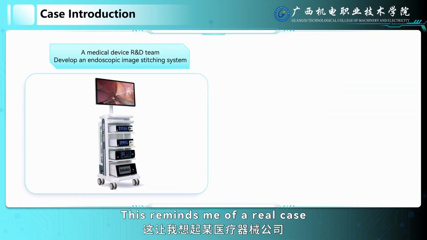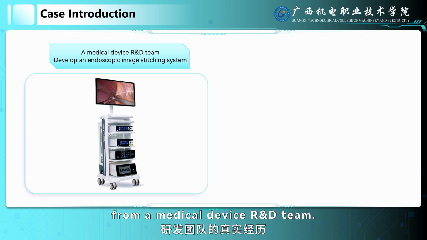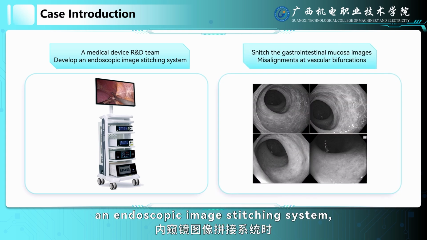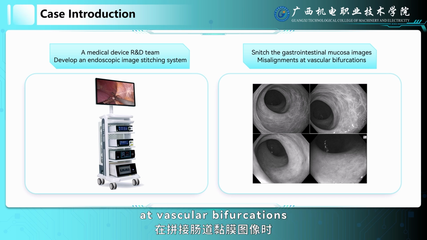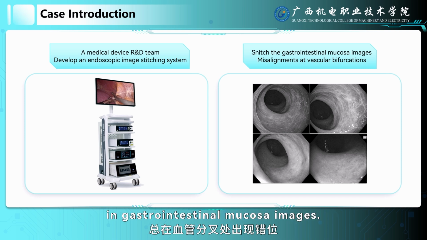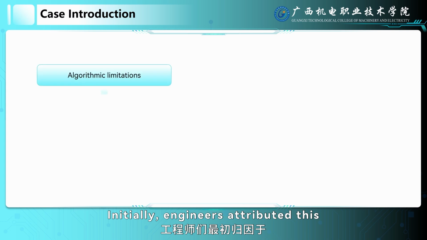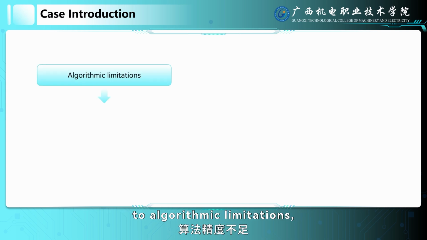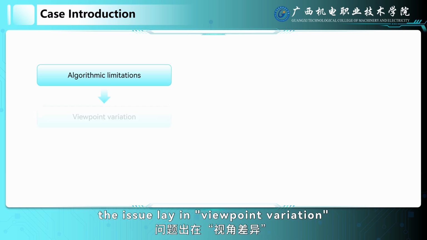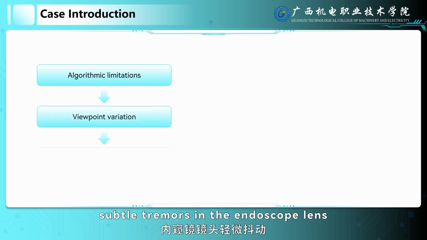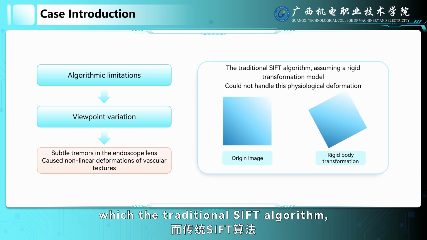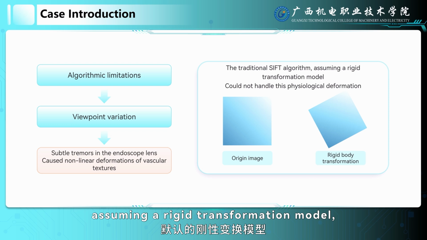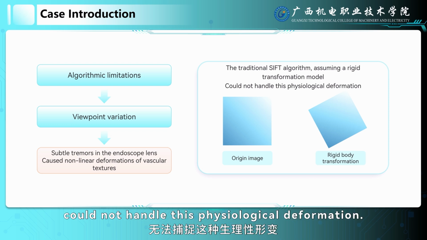This reminds me of a real case from a medical device R&D team. When developing an endoscopic image stitching system, early prototypes showed misalignments at vascular bifurcations in gastrointestinal mucosa images. Initially, engineers attributed this to algorithmic limitations, but clinical investigation revealed that the issue lay in viewpoint variation. Subtle tremors in the endoscope lens caused nonlinear deformations of vascular textures, which the traditional SIFT algorithm, assuming a rigid transformation model, could not handle this physiological deformation.